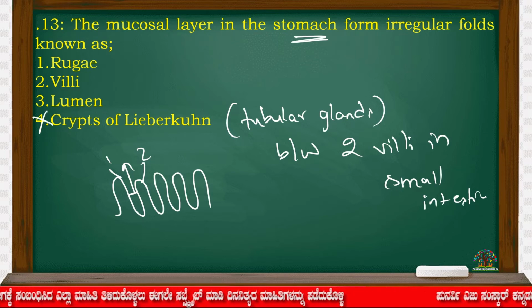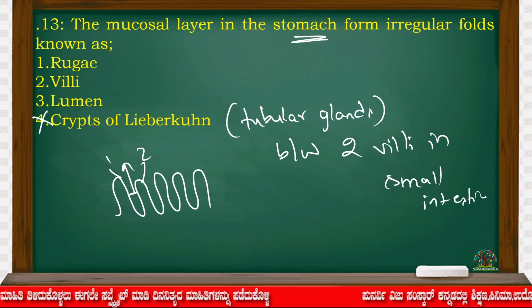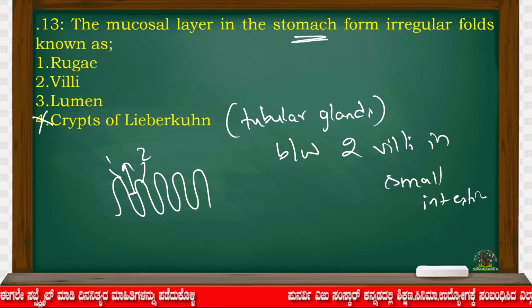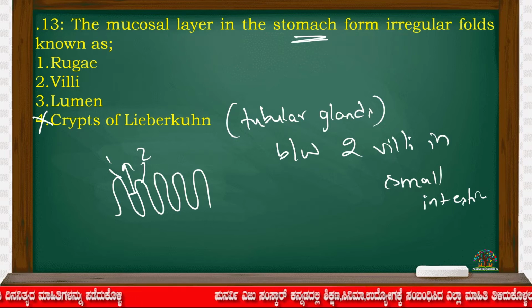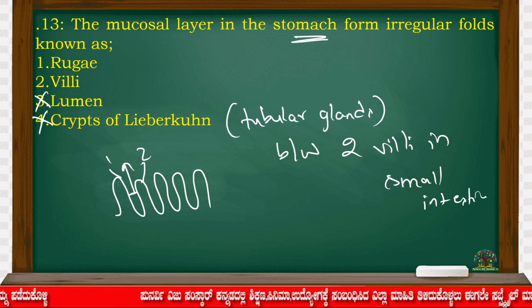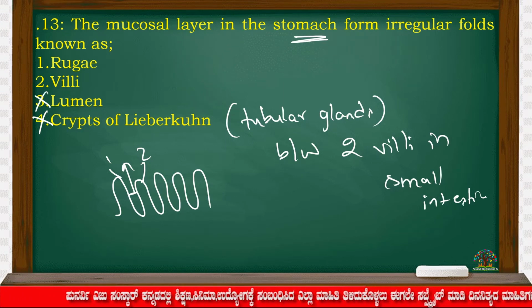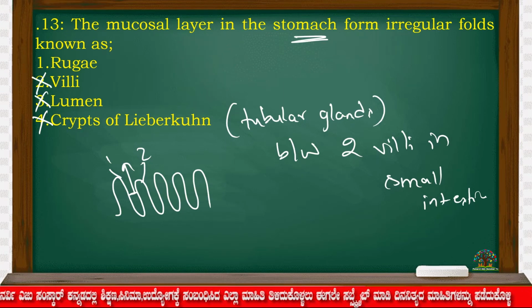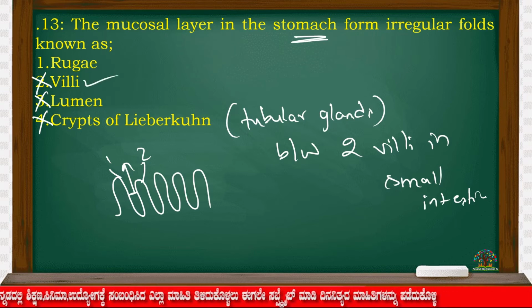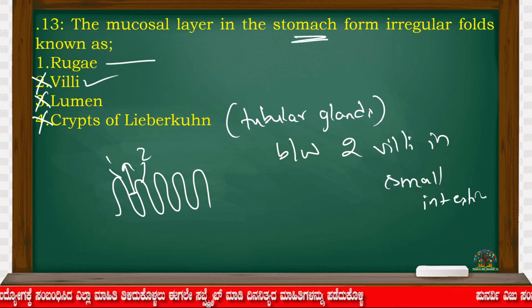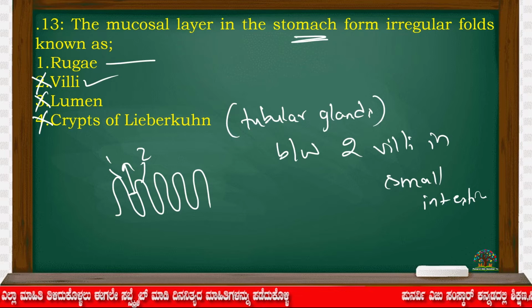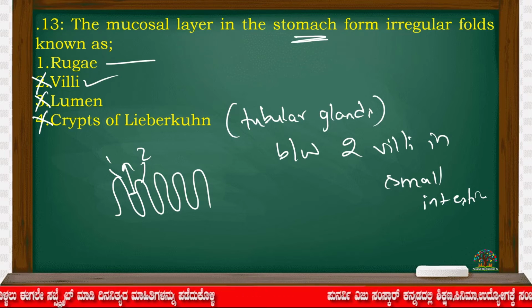Lumen is nothing but the hollow space that is available for filling of any component in the body, and this is also not the correct answer for this question. And villi, as we saw in option number 4, are present in the small intestine. And rugae is nothing but the irregular folds of the stomach.